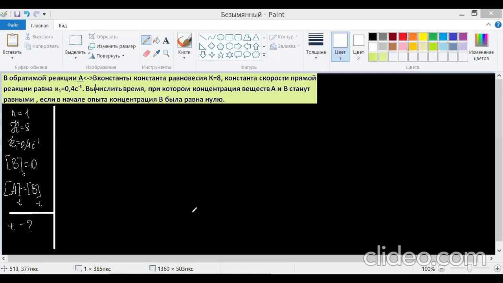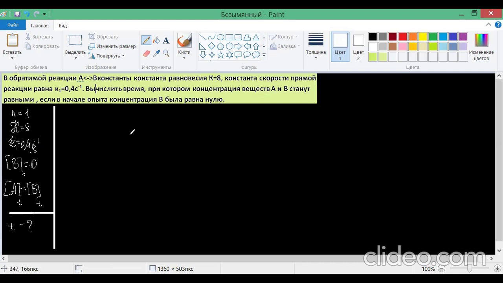Now let's proceed to the next problem. So we've got a system where a unimolecular reversible reaction occurs. A transforms into B and vice versa, B transforms into A. And we also have the magnitude of the equilibrium constant for this reaction, which is equal to 8. And we also know the magnitude of the rate constant for the forward reaction, K1, which is equal to 0.4 seconds raised to minus 1.